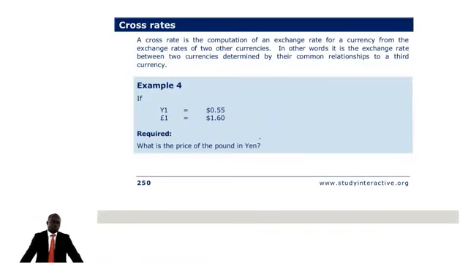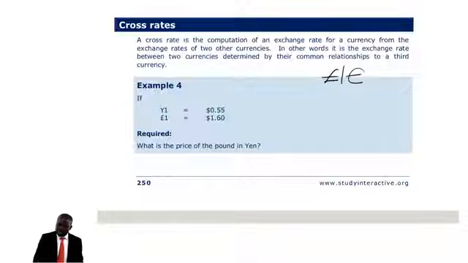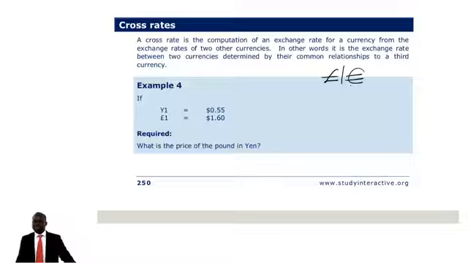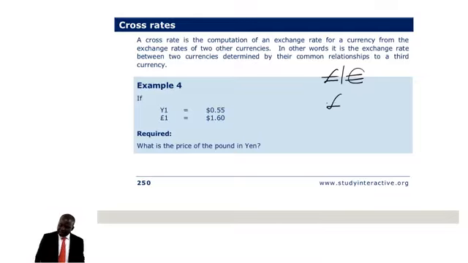Next is cross rate. What is cross rate? Sometimes you want to establish the exchange rate between two currencies, but that exchange rate is not given. But those two currencies are linked to a third currency. In that case, you have to think about cross rate. Let me give you an example. I want to get the exchange rate between the pound and the euro. The question hasn't given it to me, but the question has given me pound and the dollar and euro and the dollar.